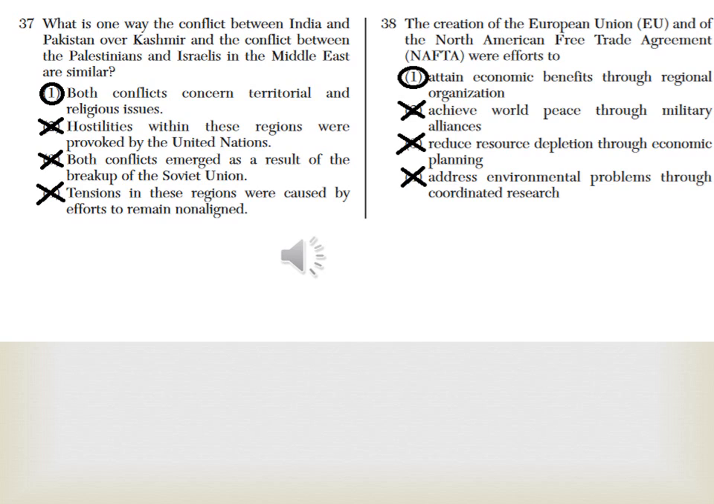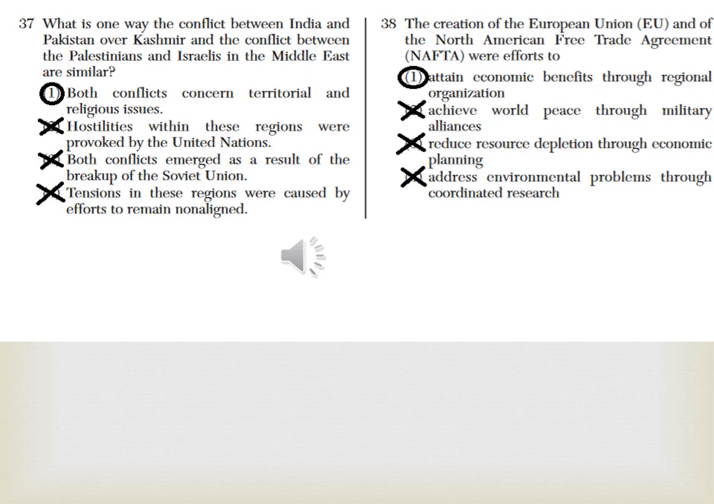Because the conflict between India and Pakistan and the conflict between Palestinians and Israelis in the Middle East has to do with land. Of course, because it even tells you right there. They're even giving you a hint. India and Pakistan over Kashmir. Kashmir is a territory. Right away, that's the answer. And Israelis and Palestinians also disagree a lot about land and religion. Oh, and these were causes of numerous wars throughout human history.